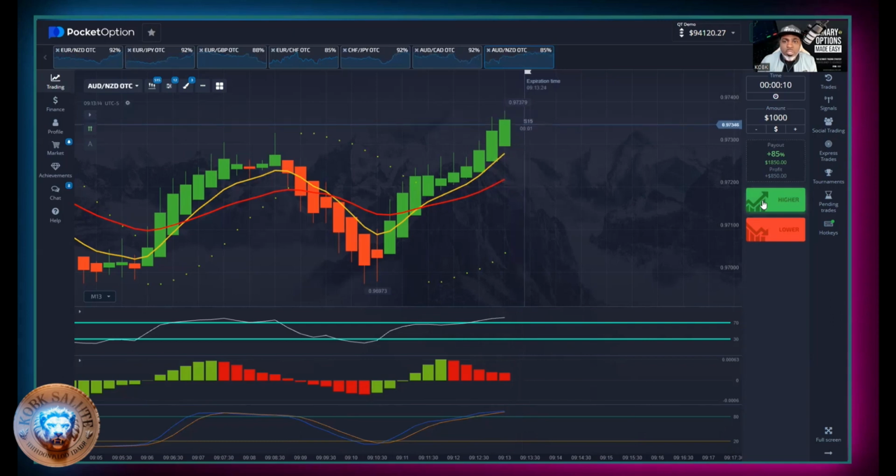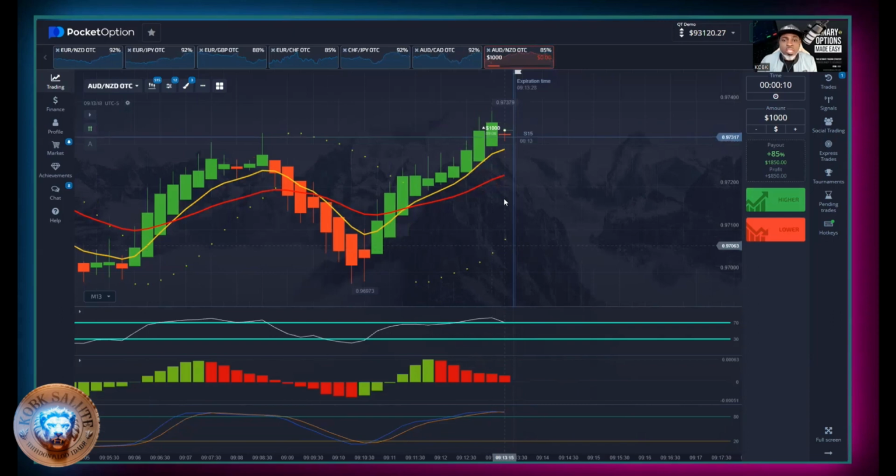I'm going to wait for the one. I'm going to hop in here. We still got a dot here. So I'm in for one, only in for 10 seconds. 15 second candle, so it may clear. It may not. We'll see.